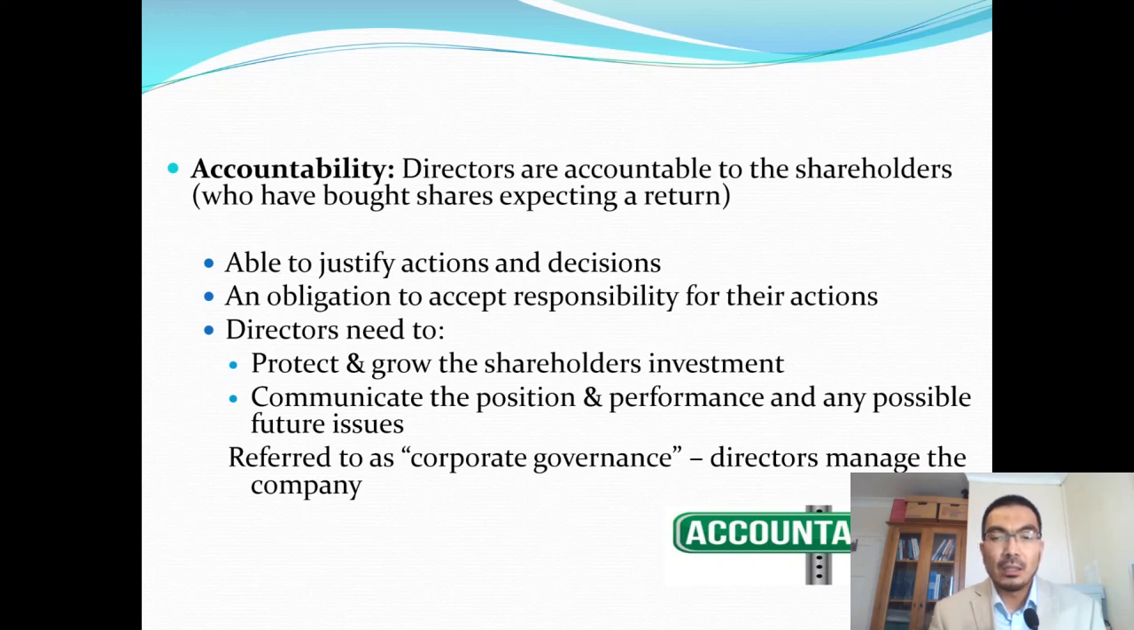So they are accountable. It's important to understand the answer to this question: directors are accountable for the shareholders' investment, and the shareholders have bought the shares in the company. They have invested huge money into the company, so they expect a return from their investment. As the directors manage the company, they are in a position to affect that return because of information asymmetry.